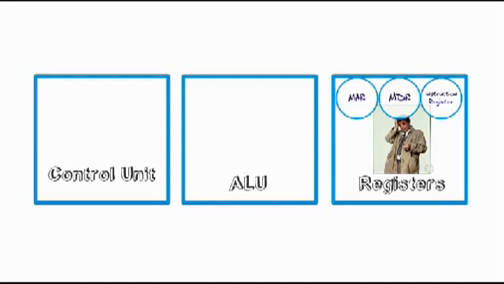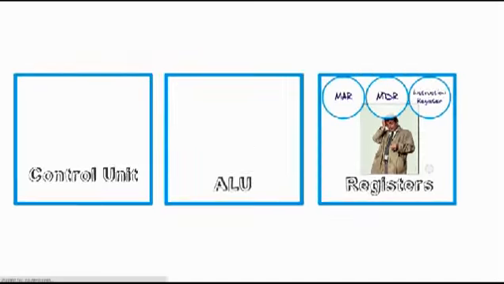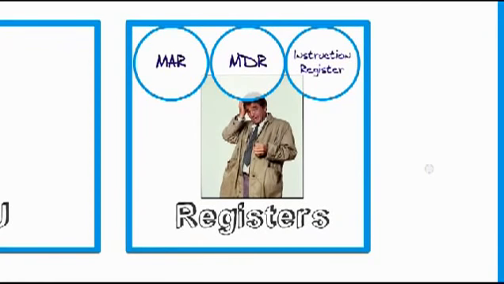And the third part of the processor is the registers, and these are small areas of memory where it can hold things like data to be processed, instructions that are being executed, and addresses to be accessed. There's a few key ones you need to know about. Firstly, you've got the MAR, which is short for Memory Address Register, and that holds the addresses that are currently being accessed. MDR is short for Memory Data Register. That holds data being processed or data that's about to be written to or read from the main memory. And thirdly, we've got the instruction register, and that holds instructions that are currently being executed.